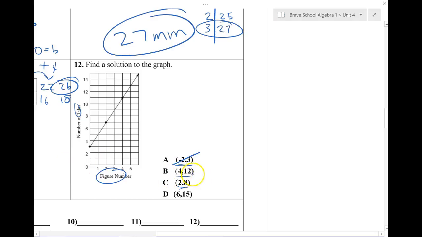Okay, now B, 4 and 12, so right 4, up 12, that does not touch. 2 and 8, right 2, up 8, nope, because it's 2 and 7, not 8. 8's there, not that one. And 6 and 15. So right 6, up 15, there it is. So there's our answer. And that's page 2.